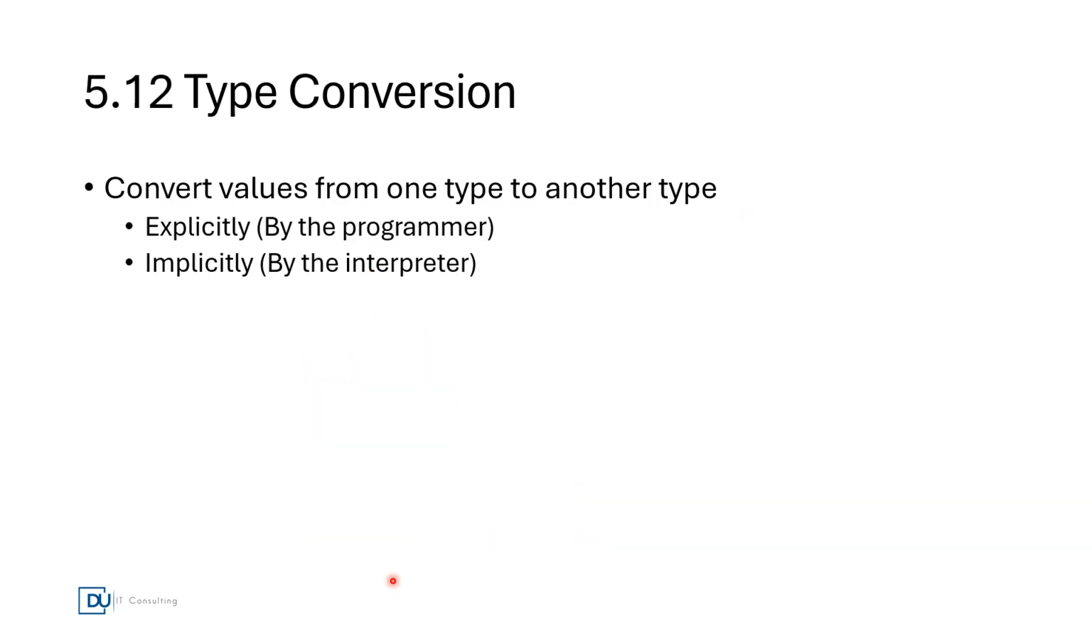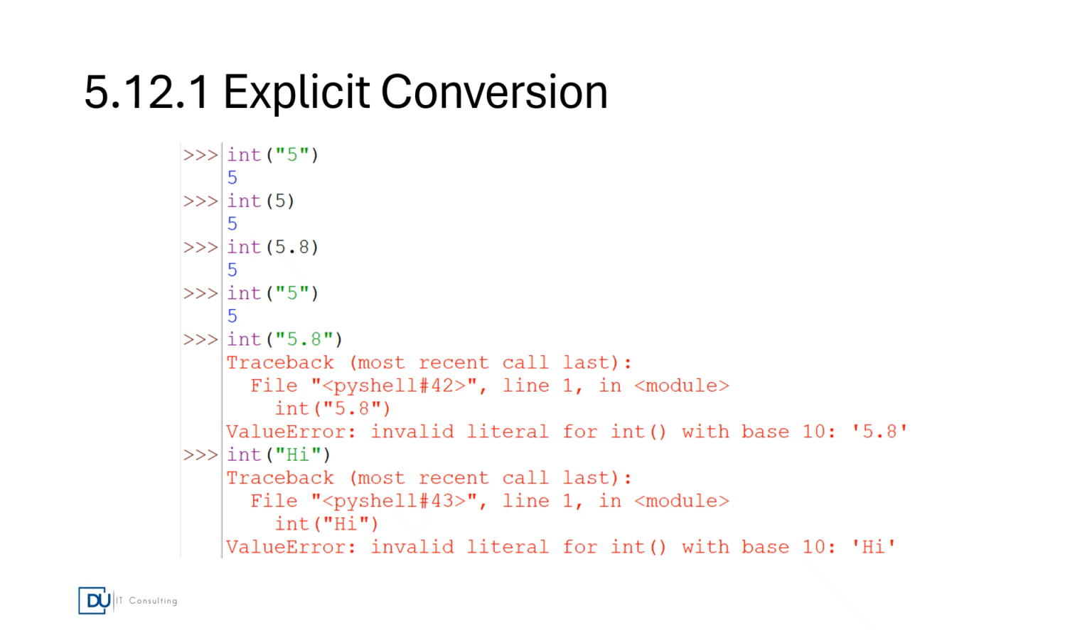Type conversion. We can convert values from one data type to another data type. It can be done explicitly when the programmer codes the Python program, or it can be done implicitly by the Python interpreter. Now let's take a look at how explicit conversion works.